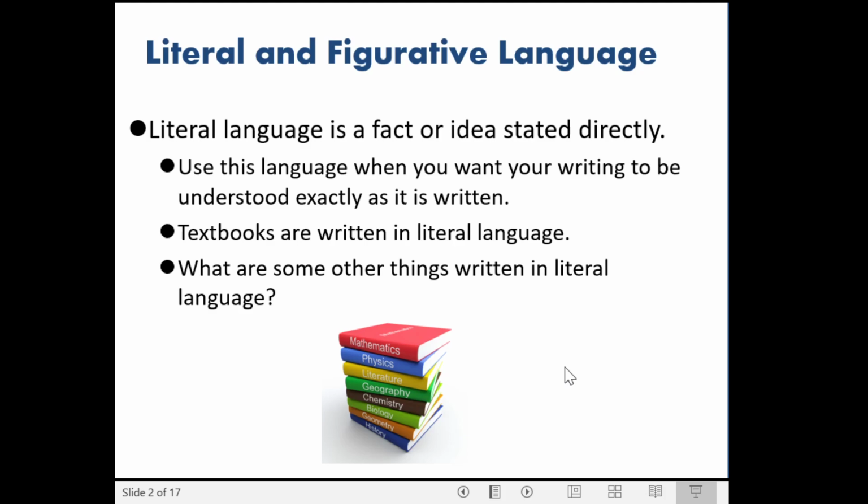Bear with me as I'm going through this. Literal language is a fact or an idea stated directly. Use this language when you want your writing to be understood exactly as it is written. Textbooks are an example of something that is written in literal language. These are things that say what they mean. The sky is blue means the sky is blue. There is no interpretation that goes along with it.